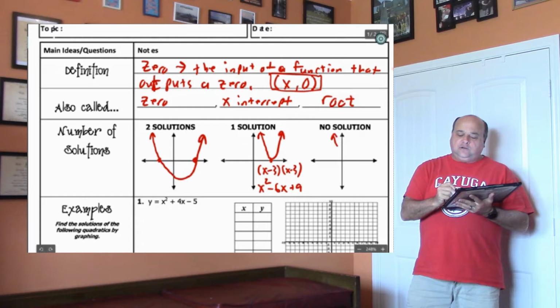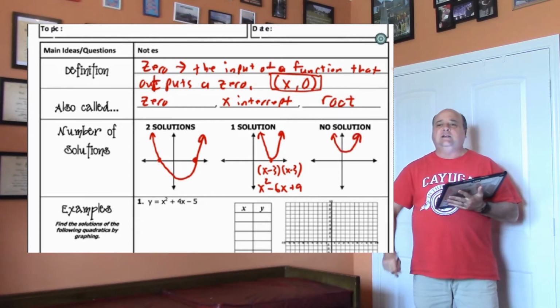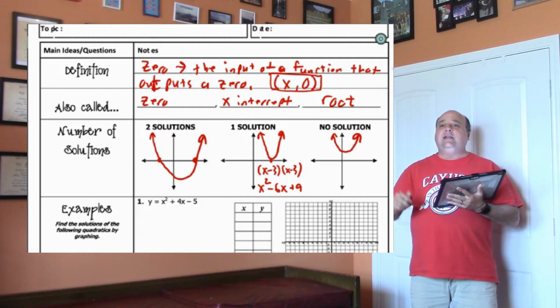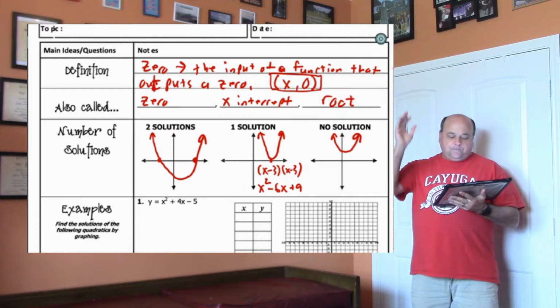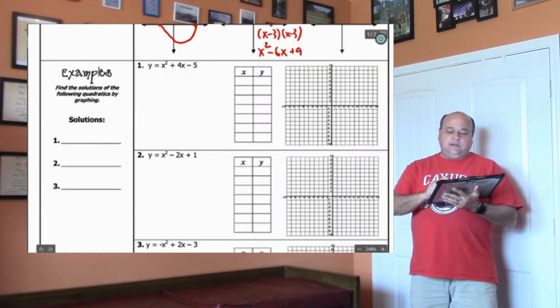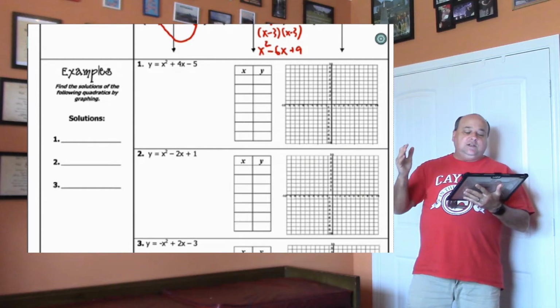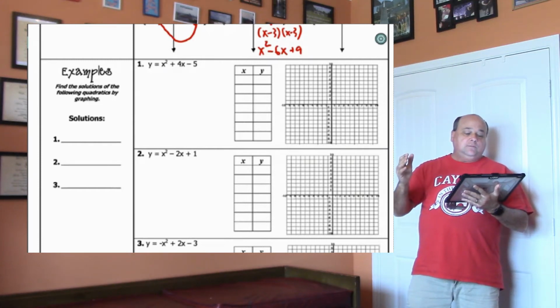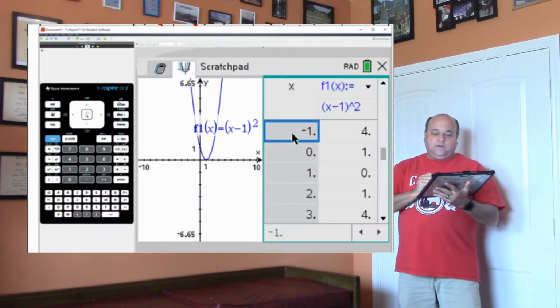And lastly, a no solution would look like this. The parabola would not cross the x-axis, and you would not get any zeros, okay? You would just write down no real solution. Okay, so let's go to some examples here. x squared plus 4x minus 5. The easiest way to find the solutions by graphing is just to graph it and trace, okay? So let's go to the calculator.